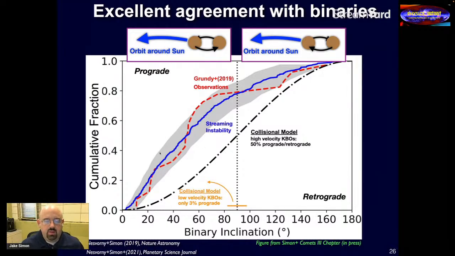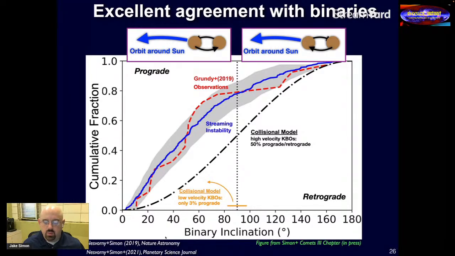So clearly, this test rules out, at least currently, the current implementation, the current understanding of the collisional model, right? They either predict an even number of retrograde and prograde, or mostly retrograde, whereas we predict more prograde, and that definitely falls within the agreement with observations. So this was a very big win for the streaming instability, and I was pleased to be part of it. You can see our papers here. One is in Nature Astronomy, and one is in the Planetary Science Journal.